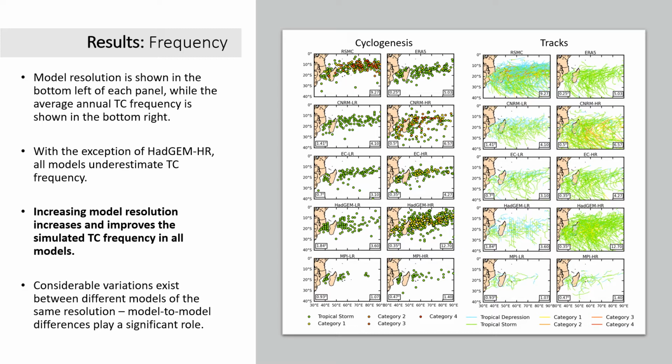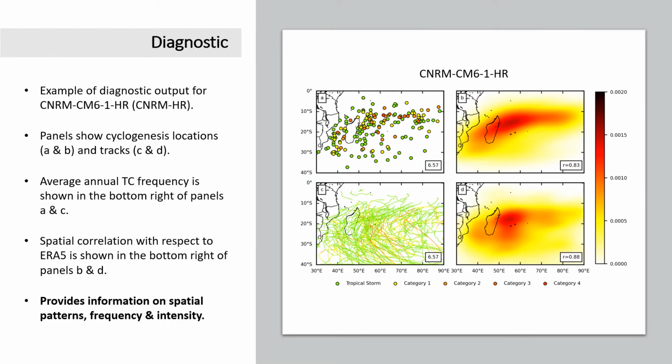Here we do see a consistent response to an increase in resolution. In all of the models, an increase in resolution increases and improves the simulated frequency. So combining the two previous figures, this shows an example of my diagnostic output for CNRM-HR.